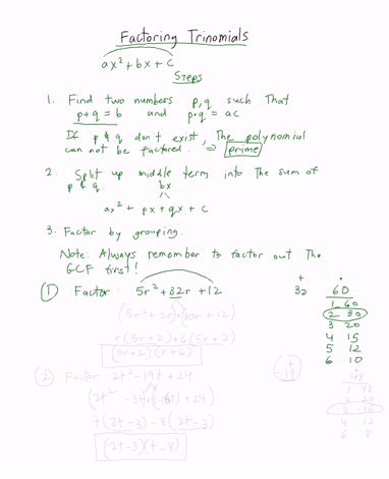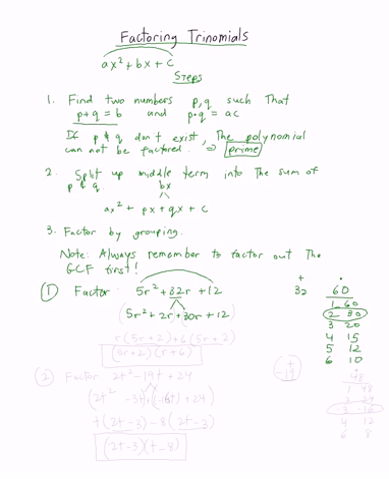So what do we do now? Well, step 2 says split up the middle term into the sum of the two terms. So we're going to split that up. Instead of 32r, we're going to write 2r plus 30r. And the other guys we just bring down because we haven't done anything with those.